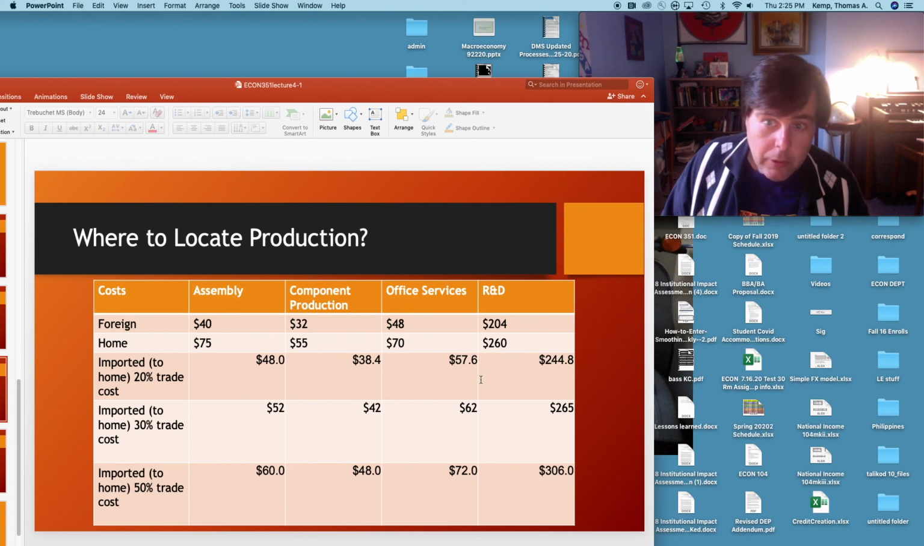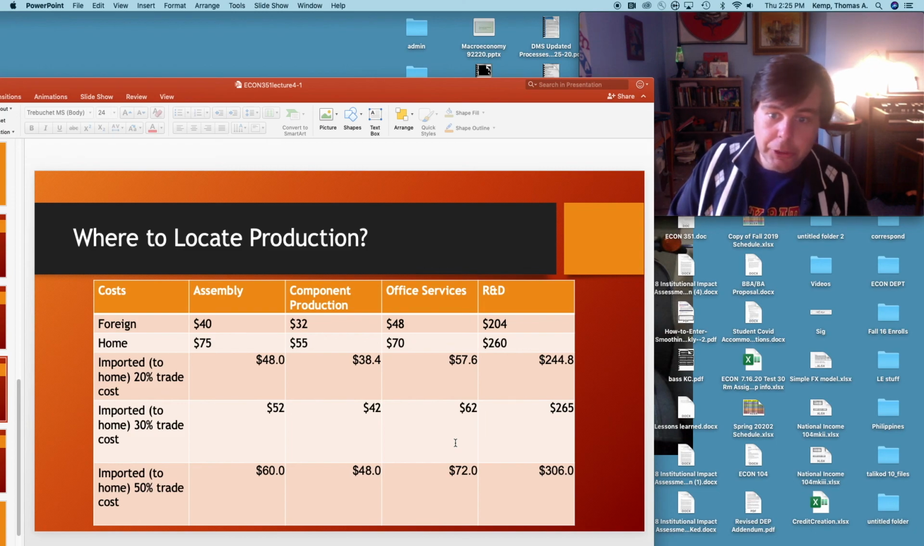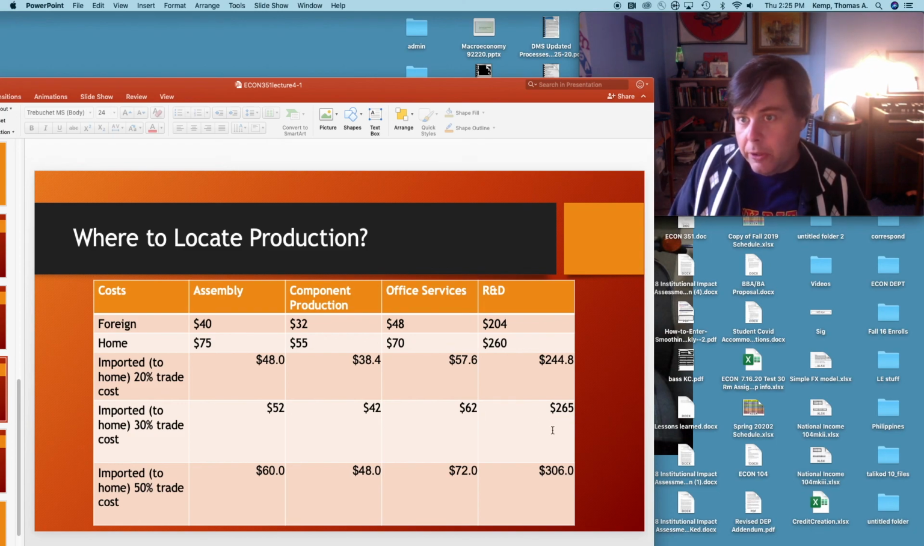So what this is showing us is that currently with these costs, if we've got 20% difficulty costs, tariffs, taxes, everything else like that, then we should make everything overseas. If we've got 30% difficulty costs of producing overseas, we should do these 3 steps overseas and then bring it into the country and do the R&D here at home.